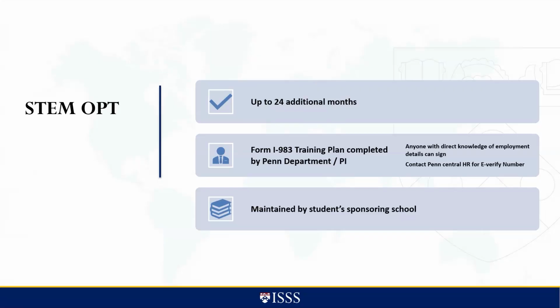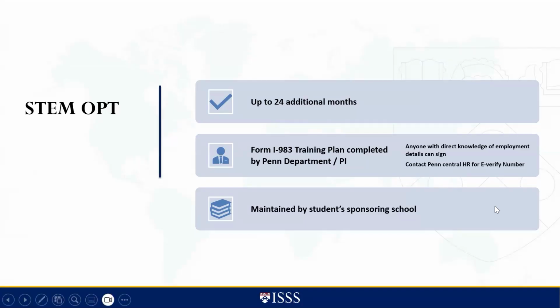What we have to do as an employer is to help them complete a training plan on Form I-983. The student has the responsibility to provide their own I-983 so that you can help them complete this part. There are several parts of the I-983, and there's a part called the training plan, which needs to be completed by your department. Once they complete it, the student has to submit this to their sponsoring school, and the school will help with the rest of the STEM OPT process.